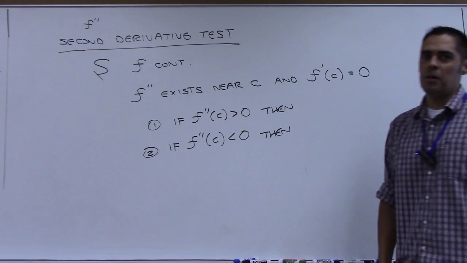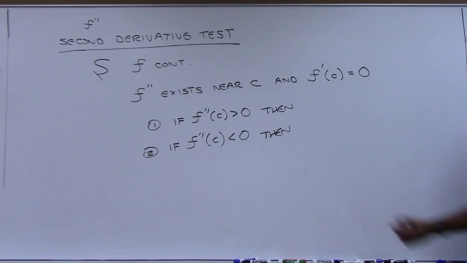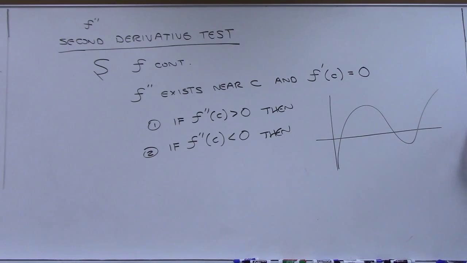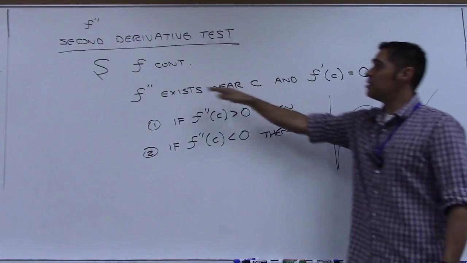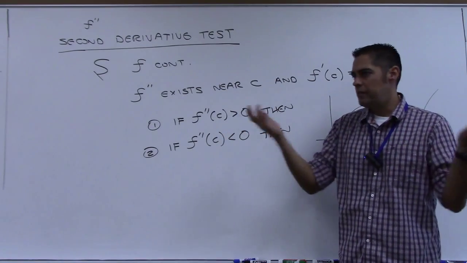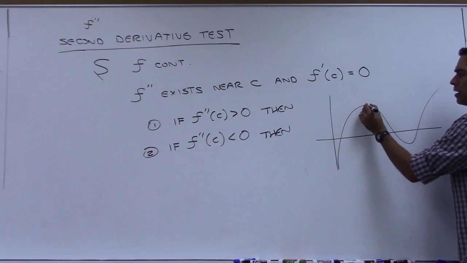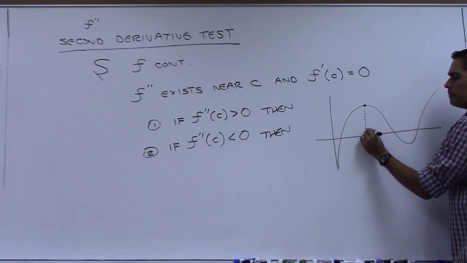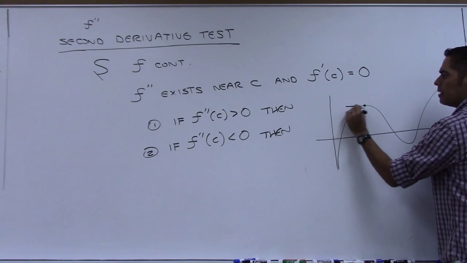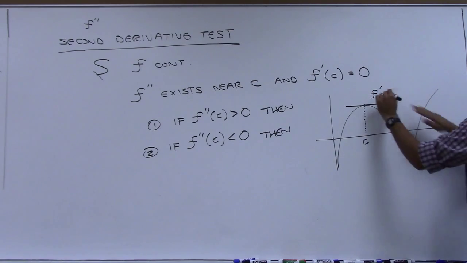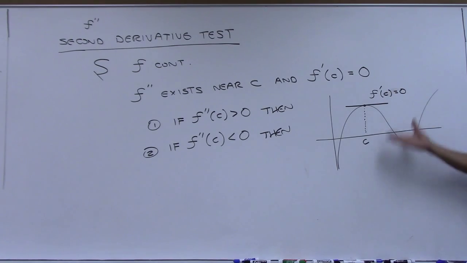Okay, you ready? Let's see if we can get our heads around what this is saying. I'm going to draw you a continuous function, and I'm not going to cut it off or make it a closed interval or anything like that. What I know is that the second derivative exists, I can find it. And the first derivative at some point is 0. So would you agree right here at C, F prime of C is 0? Everyone agree with what I've written here?